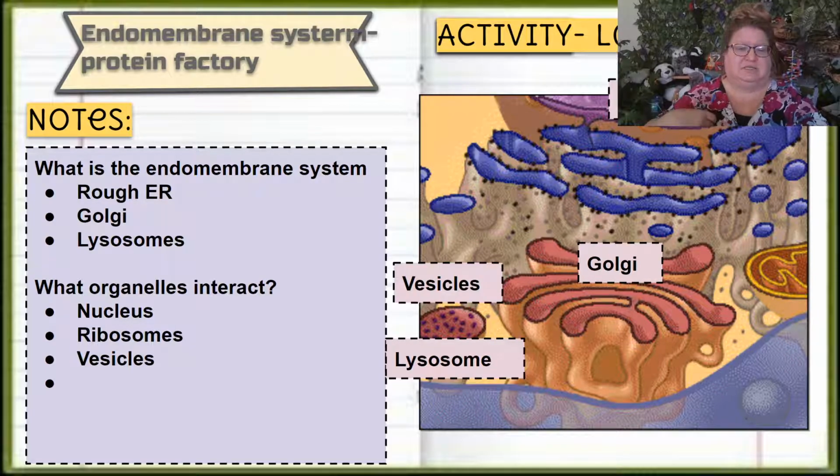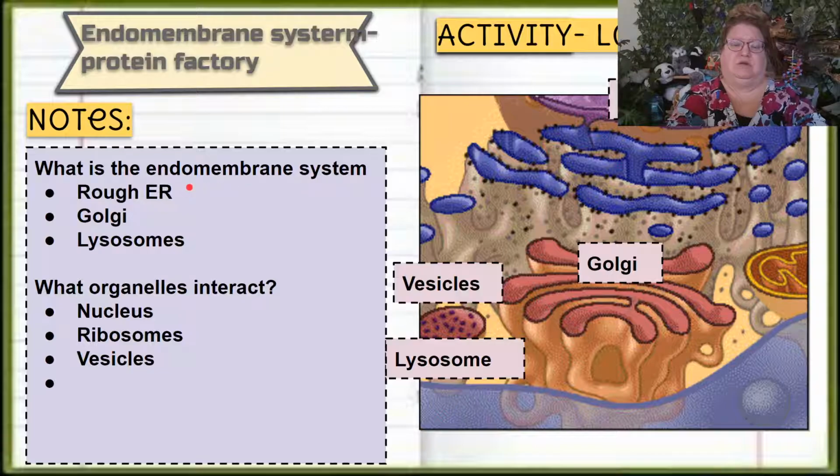So just like that, every cell in your body is making different proteins, and a lot of them. You're making upwards of thousands of different proteins in your cells. And so you need a way of not only making them, but then sorting through them, modifying them, and then getting them to a place where they need to be.